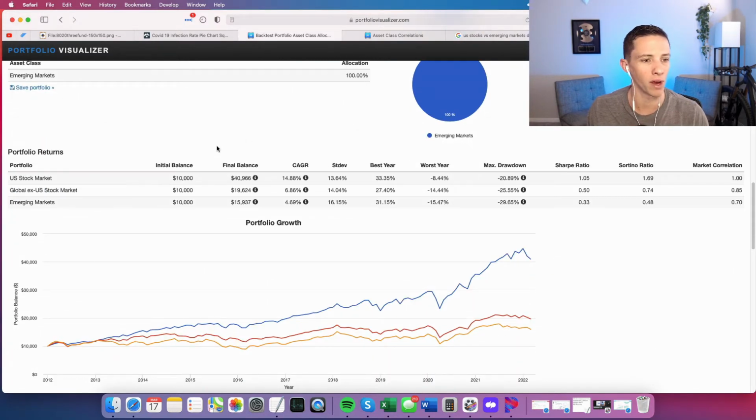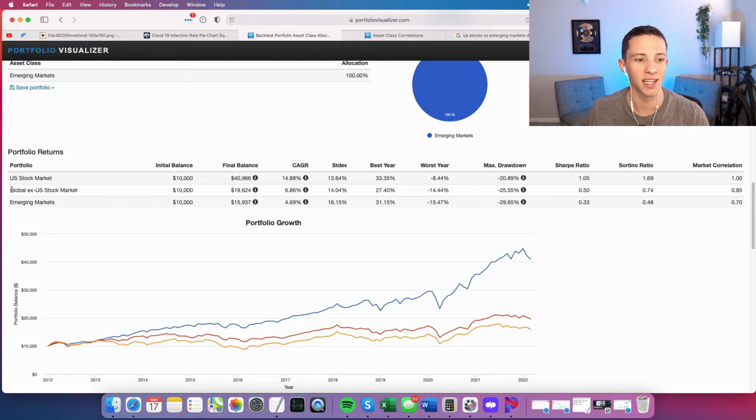And I've got it all right here. We've got the blue line being US stocks, red line being international stocks, so global stocks excluding US, yellow being emerging markets. And you can clearly see the difference. If you've been in US equities, you really look like a genius. $10,000 invested on a total return basis back in January 2012 would have grown to $40,966 today at a compound annual growth rate of 4.88%. That's really good.